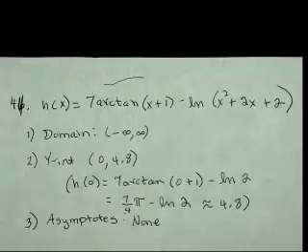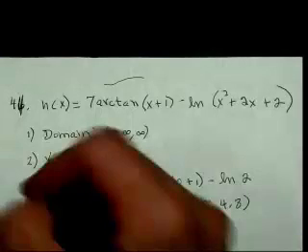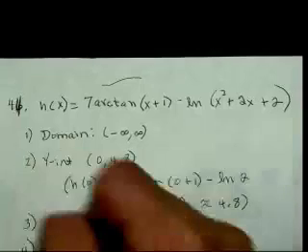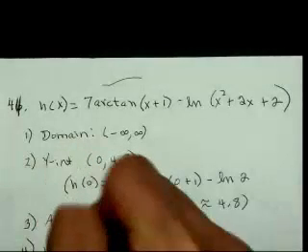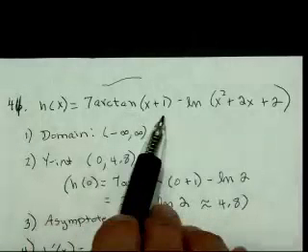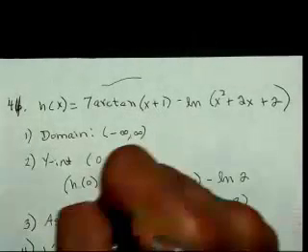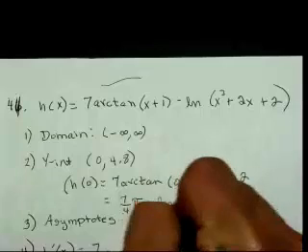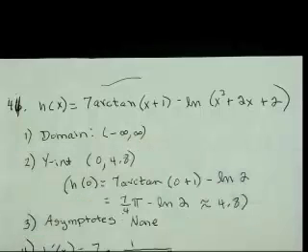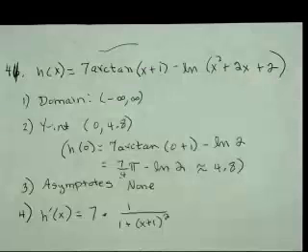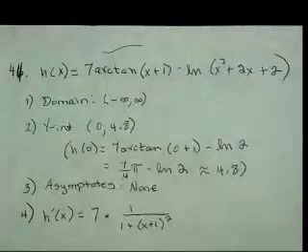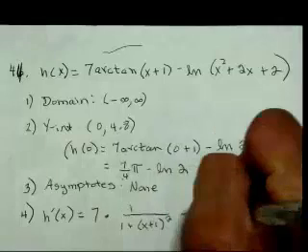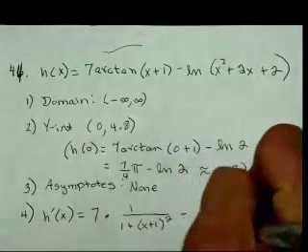Number 4, we're ready for derivatives, and this is actually kind of cool because I remember the formula for the derivative of arctangent. It's 1 over 1 plus ugly squared. And the derivative of natural log of ugly is 1 over ugly, times the derivative of the ugly.